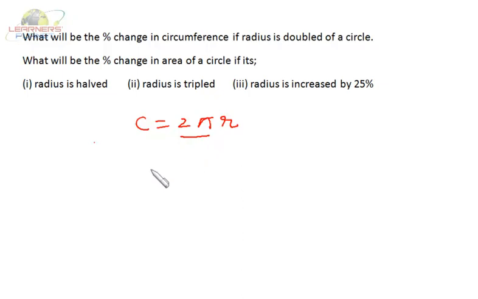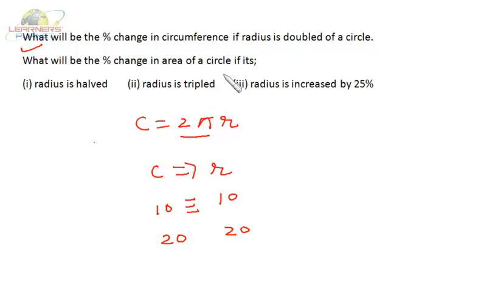Now initially suppose radius is 10, then circumference will be 10, since circumference is dependent upon r. Now if there is any change in radius, in this case the radius is getting doubled, so it's 20, then circumference will also be 20, that is double. That means from 10 to 20 it is a 100% increase. So what will be the percentage change in circumference? In this case it will be a 100% increase. I hope you are getting my point.